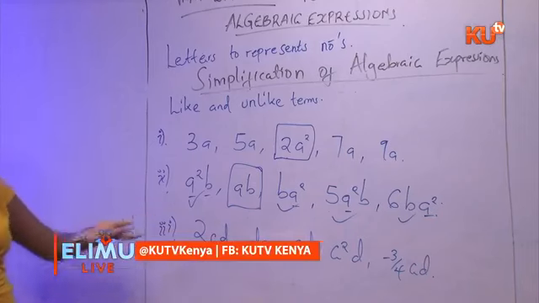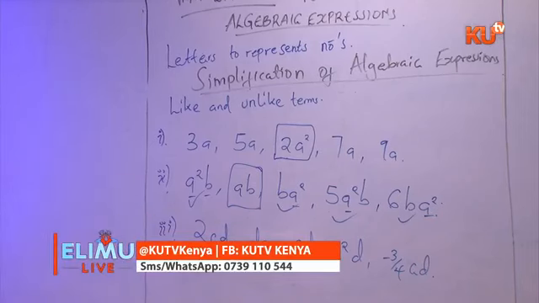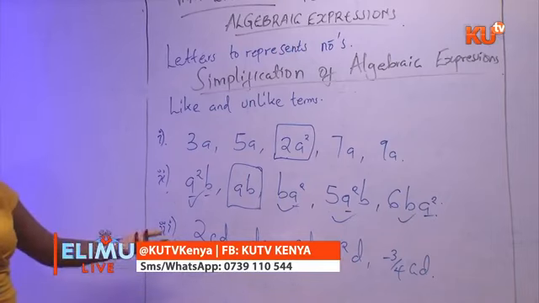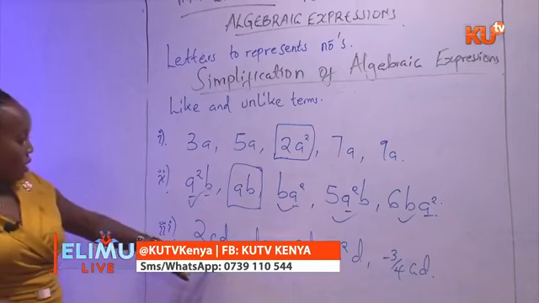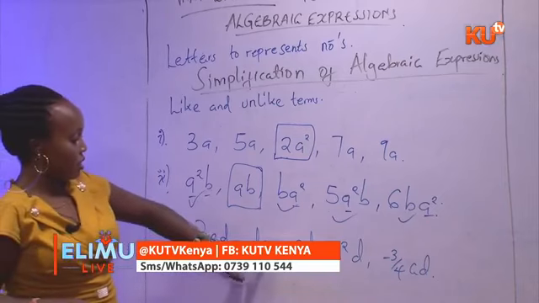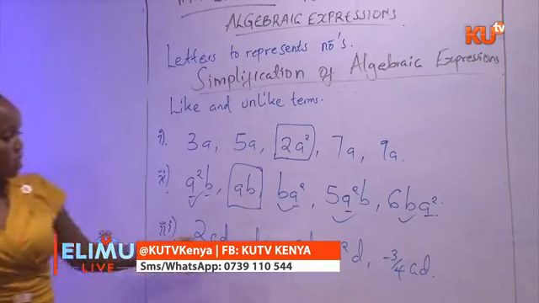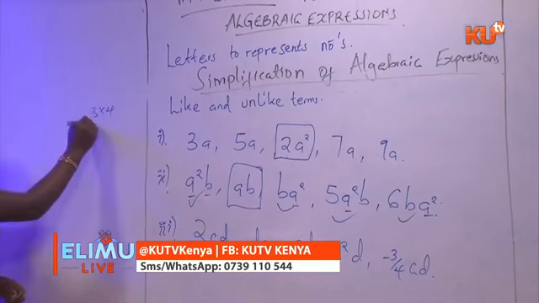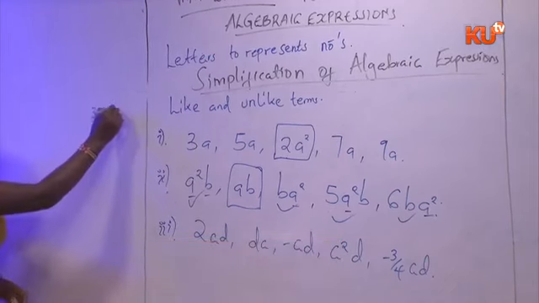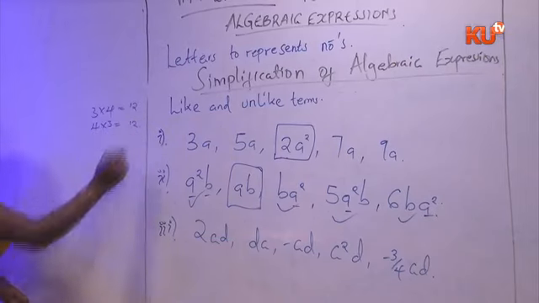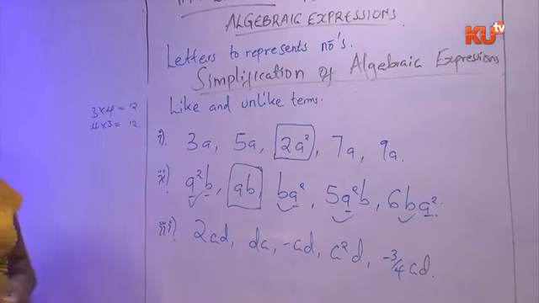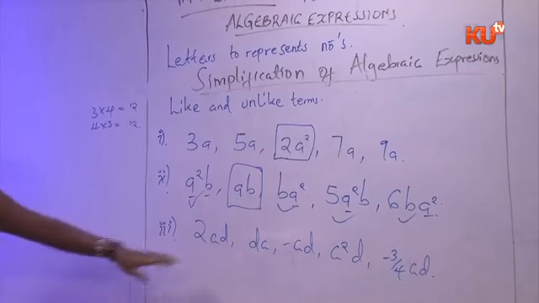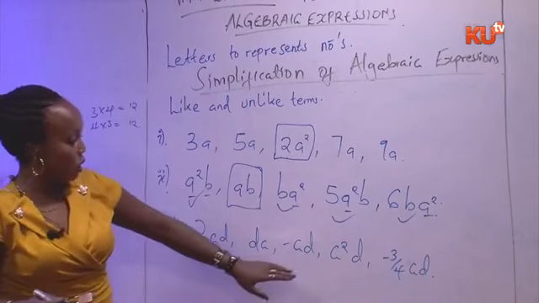We have letters c and d in each and every term, and in most of the terms, c and d are singles. They are not raised to any power. So we have cd here, cd, dc. It's all the same because this is just multiplication. It is just like 3 multiplied by 4 and 4 multiplied by 3. They both give you the same answer, which is 12. So it doesn't matter which letter starts. As long as it is multiplication, it's just the same. So cd, dc, they're all equal.